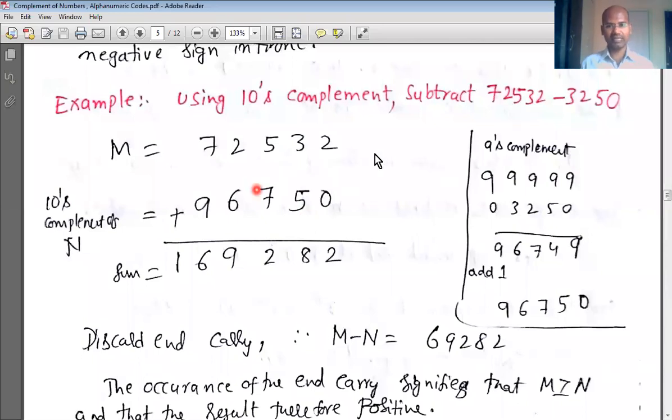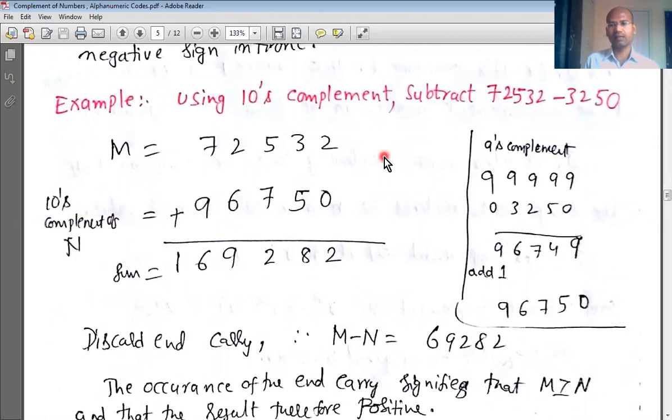Now here in this example, we are using tens complement. It is not needed to use tens complement all the time. You are free to use tens complement or nines complement. Doesn't matter. Both complements produce the answer correctly, but the procedure in each is different. Now let's see the tens complement subtraction. What are the given numbers? Let's call this m, call this n, m minus n. M is equal to, just write down what is given, 72532, and n.